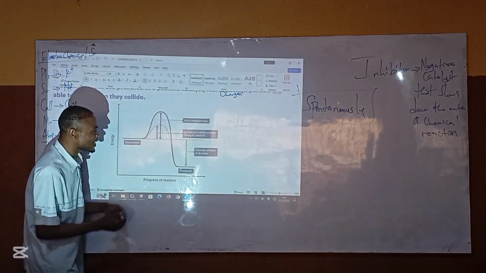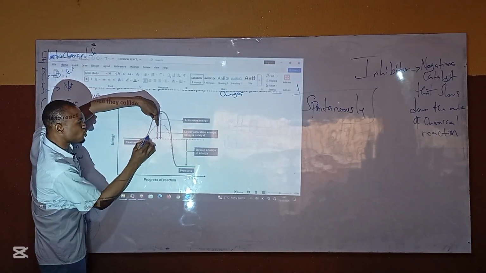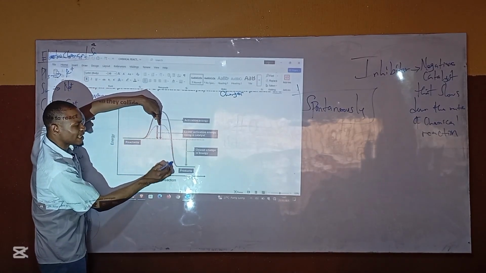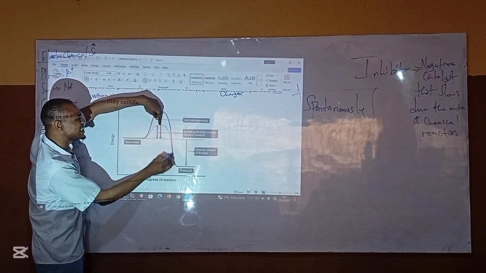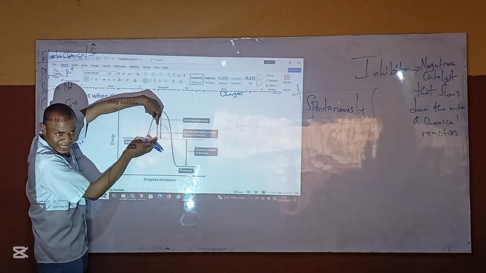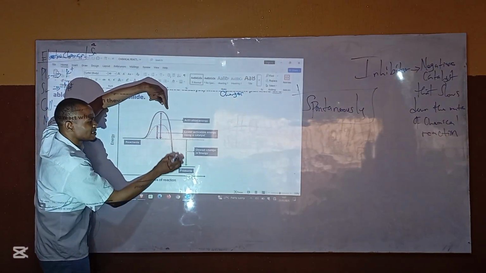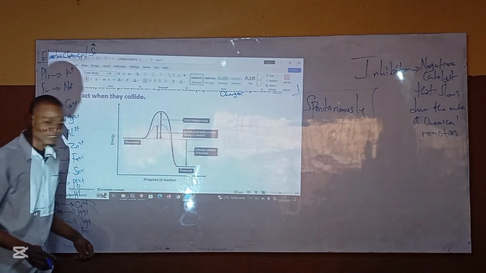Now, let's study this thing now. Can you see that this is activation energy for this one? Can you see that it's small? This dotted line is the energy profile diagram that shows a low activation energy. This is small. You can't compare it to this one where you didn't put catalyst.